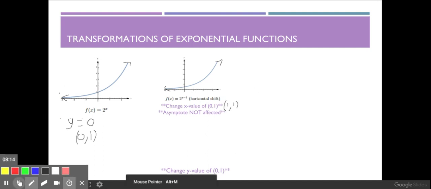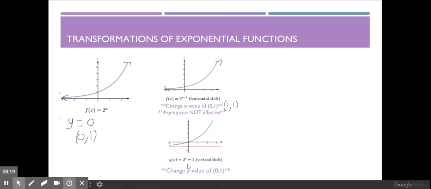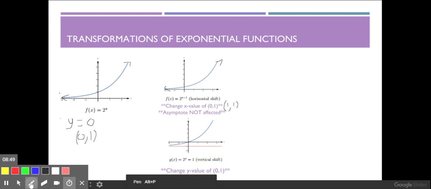The next graph is our vertical shift. When anything is added or subtracted to the base, that means we are moving up or down. Since this is a minus, we're moving down. It changes the y value of (0, 1), and it also changes the asymptote. Instead of our asymptote being at y equals 0, you can now see this red line showing that our asymptote is now down 1, at y equals negative 1. So it changes the y value, and I'm also going to write down here that it changes the asymptote.